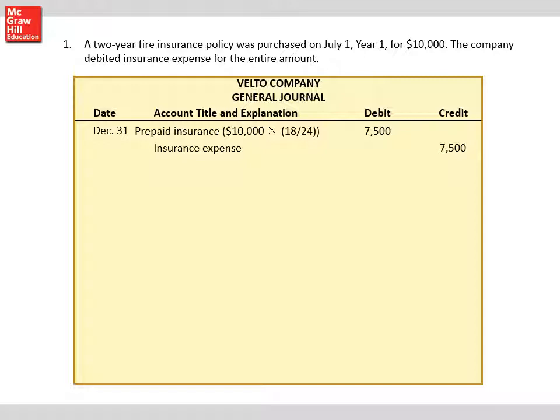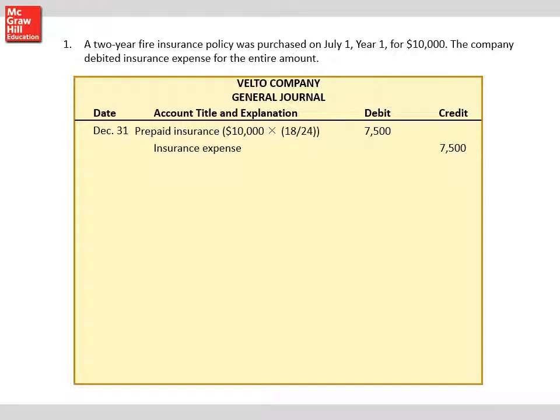You just transferred it out of the expense account and into the asset account where it belongs. Now, if the company had properly recorded this, we would have debited insurance expense 2,500 and credited prepaid insurance. But because they recorded it incorrectly to begin with, now we've got to correct it.